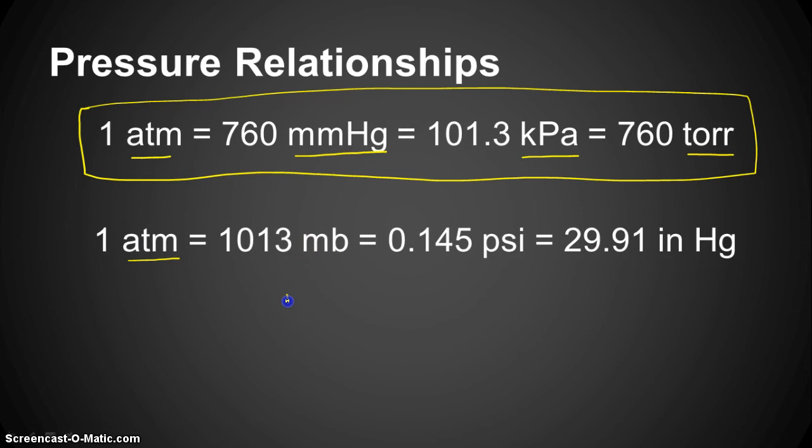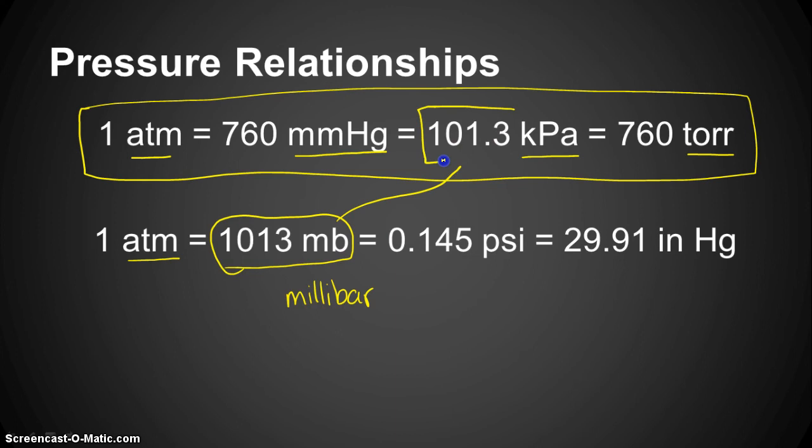This is a millibar, and you'll notice that a millibar is related to a kilopascal. It turns out that 1 bar is 100,000 pascals, or 100 kilopascals. So they're just off by a power of 10.